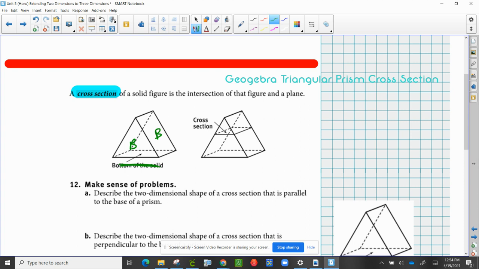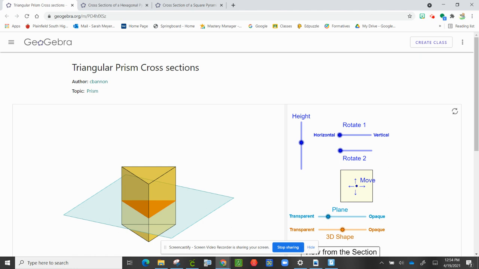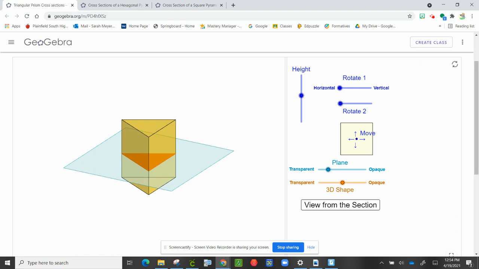I have a couple links that we're going to look at here, so let me go to those. We're going to start with this triangle prism. Now, this is facing a different direction than what your book has. You can see here that we have our triangular bases and our rectangular sides around. The cross section would be this plane, this rectangular shape that cuts through the shape, this dark brown figure here.